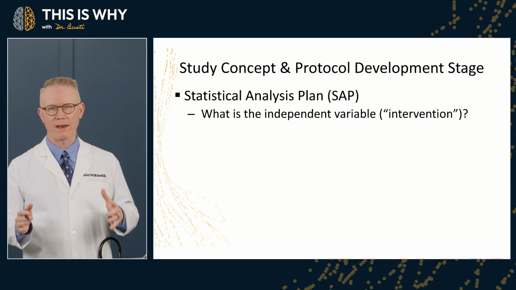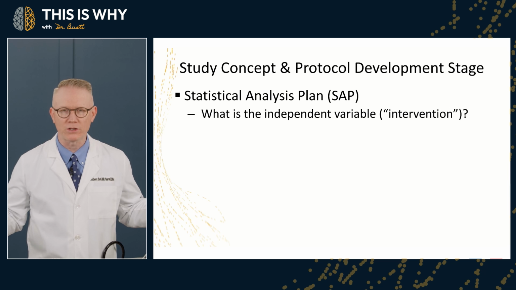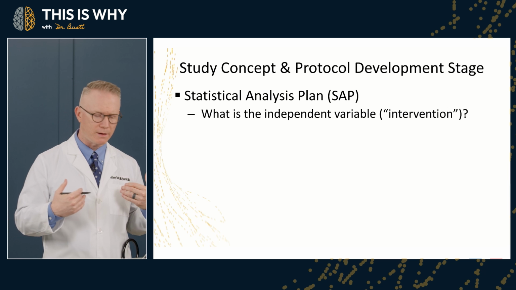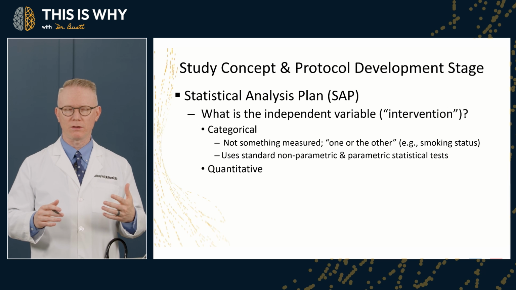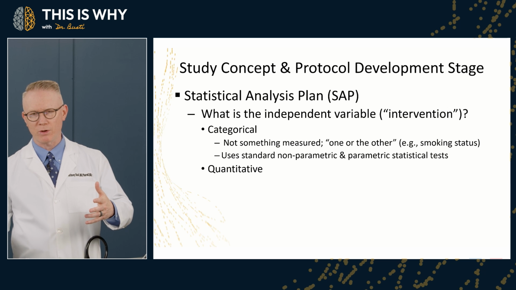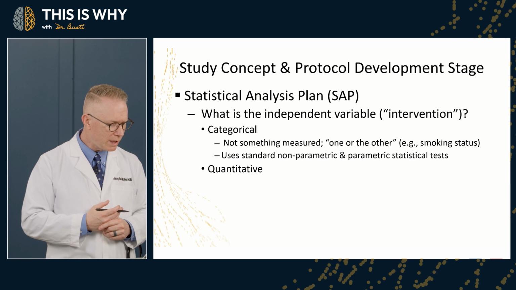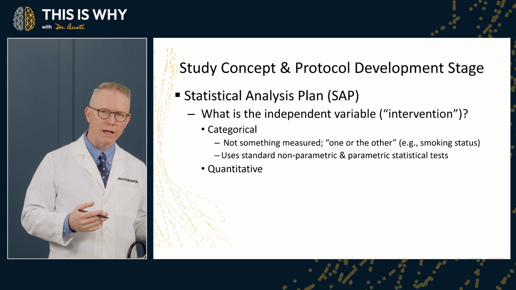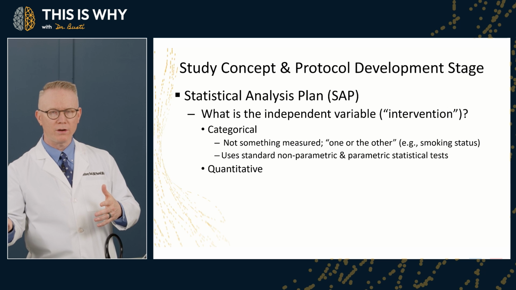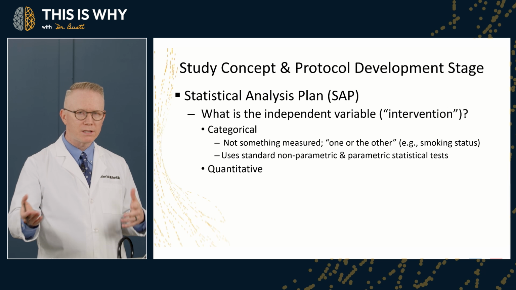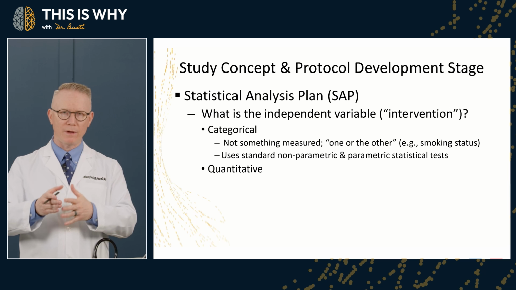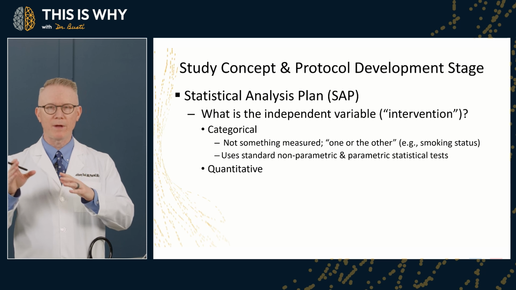So what is the independent variable? That is the intervention most commonly in our kinds of papers and research that we're reading, okay? The intervention could be a non-pharmacologic intervention or a pharmacologic intervention in most cases, or exposure, okay? Is it categorical? Okay, so it's not something that you can measure. It's that kind of one or the other, okay? Dichotomous at some level, yes or no. Typically uses the standard parametric and non-parametric statistical analysis.